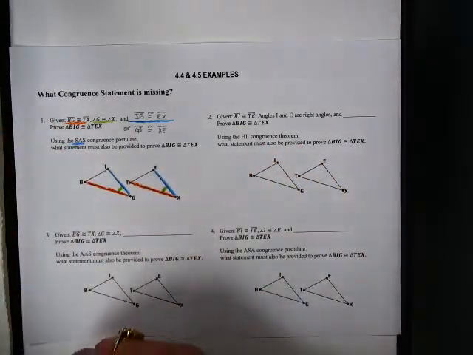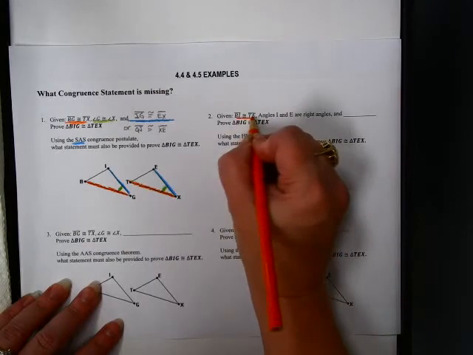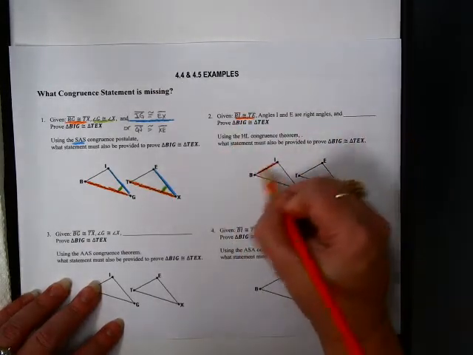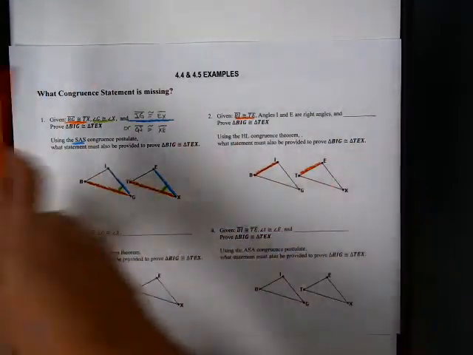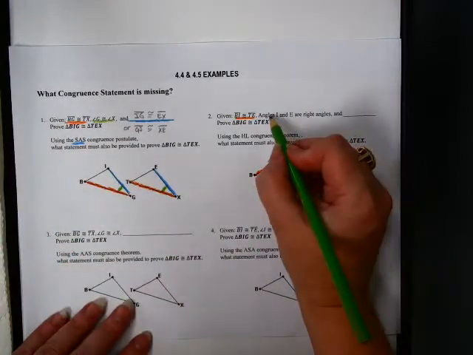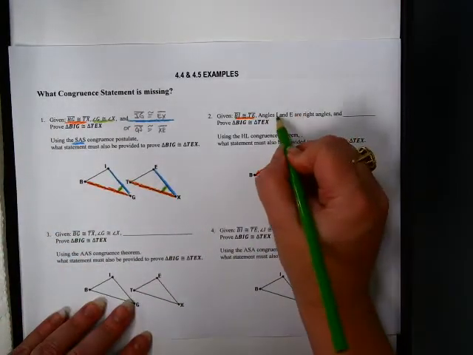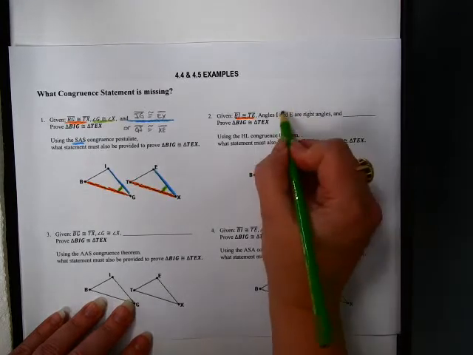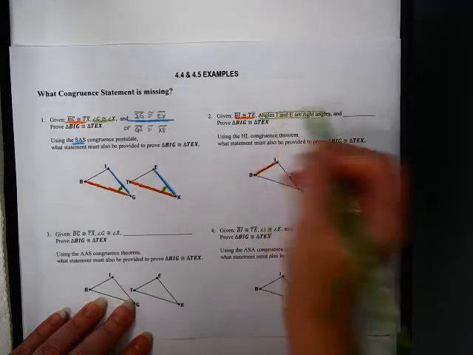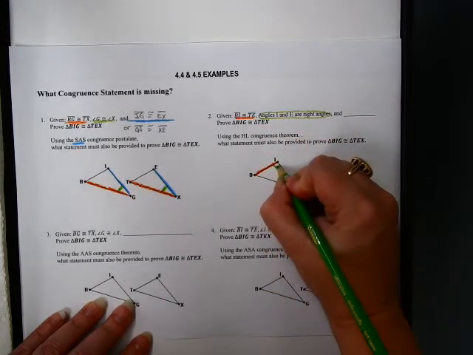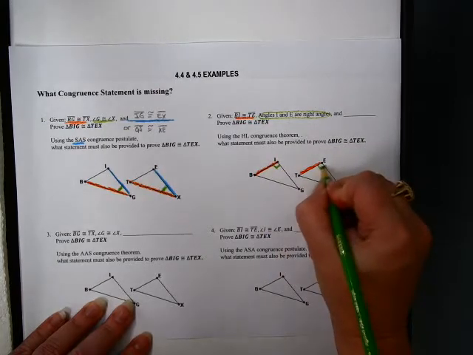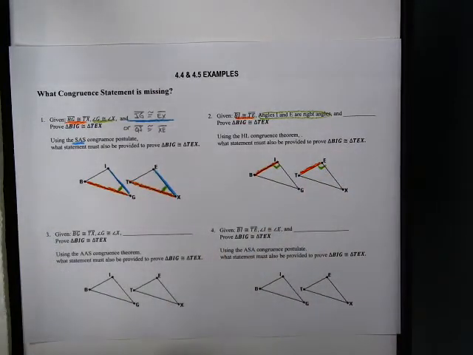Go ahead and mark what you're given. I have BI congruent to TE. Here's BI, here's TE. On this one, I have angles angle I and E are right angles. So here, these are right angles. So that's supposed to be a right angle, and this one's supposed to be a right angle.